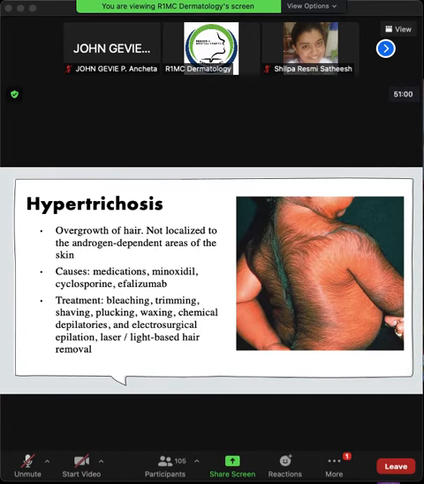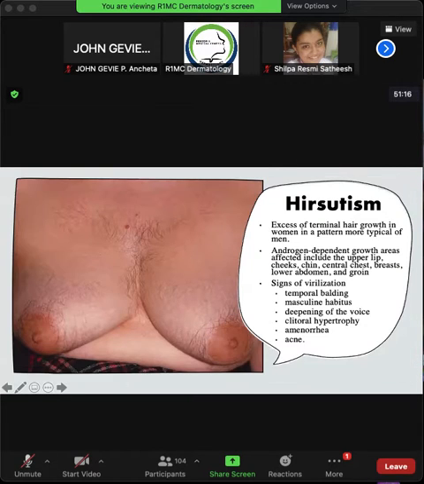So this can also be treated with your long-pulsed Nd:YAG, diode, ruby, and long- and short-pulsed alexandrite lasers. Another is your hirsutism, which is an excess of your terminal hair growth in women in a pattern more typical of men.